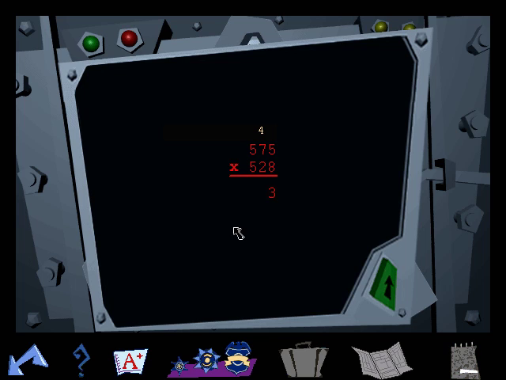Three. 7 times 8 equals. Oh, wait, what am I doing? 5 times 8 equals 40. 7 times 8 is 56. No. 56. Oh! And then 5 times 8 equals 40 again. Ten. 7 times 2 equals 14. 5 times 2 equals 10.